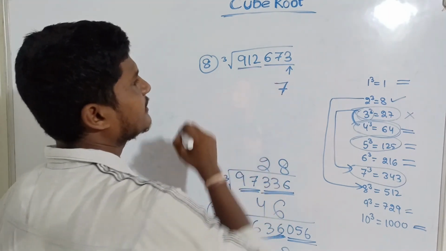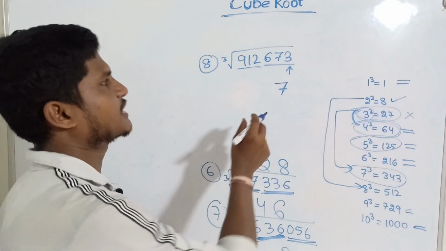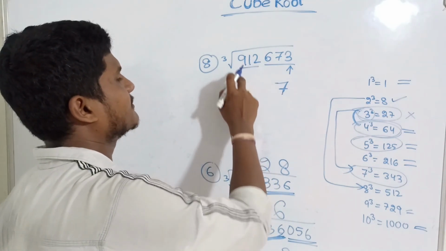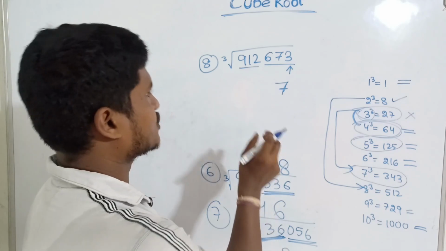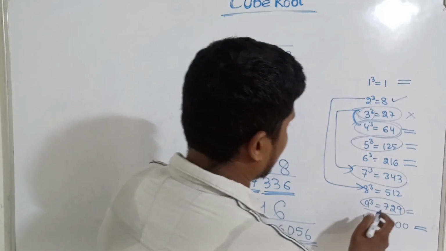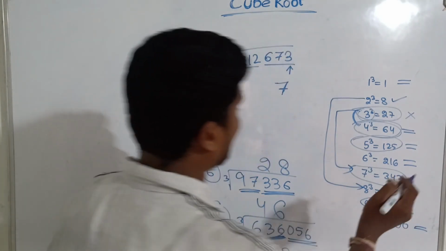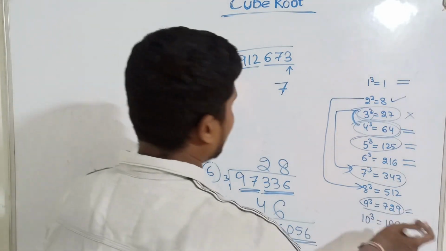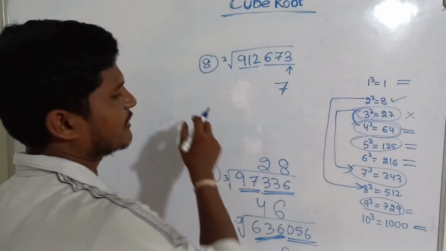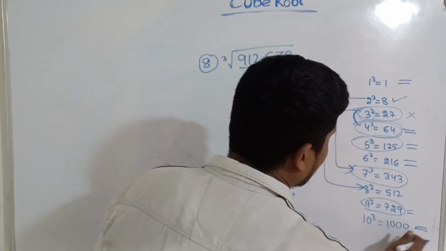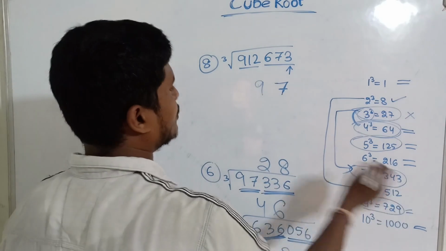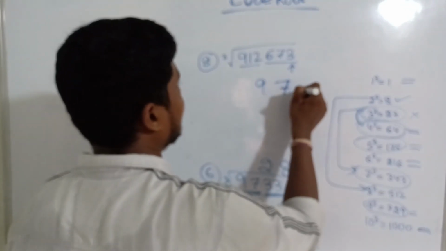Here I get 7. 7 cubed has unit digit 3. Here 912, which number's cube is nearest to 912? Ignoring the unit digit, which cube is nearest to 912? I can see 9 cubed is 729. If I take 10 cubed, it is 1000, which is more than 912. So I can't take 10 cubed, I can take 9 cubed, that means 729. So the answer is 97 here.